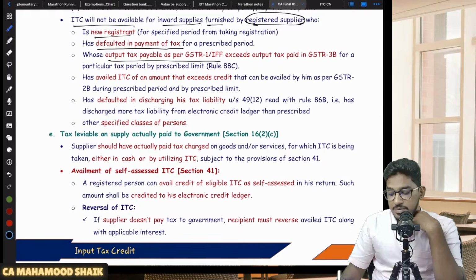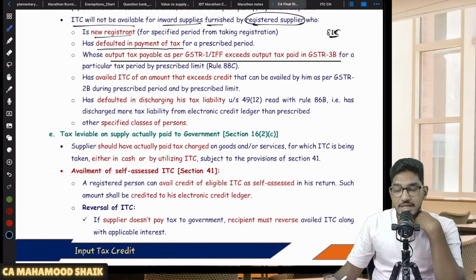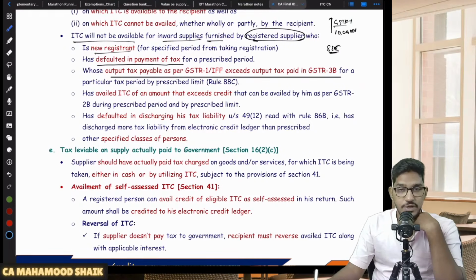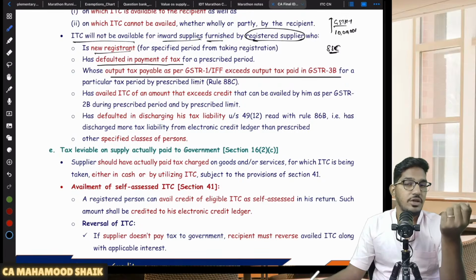Where output tax payable as per GSTR 1 or IFF exceeds the output tax paid in GSTR 3B. That means if your supplier has got a rule number 88C intimation. Sir, what is rule number 88C intimation? Let us say your supplier is such a fraudulent person who is showing more outward supplies in his GSTR 1. For example, in GSTR 1, he is showing 10 lakhs worth of outward supply. Why is he showing 10 lakhs in GSTR 1? Because he has to pass on the credit. If he doesn't declare all his outward supplies in his GSTR 1, his recipients will not get the credit.